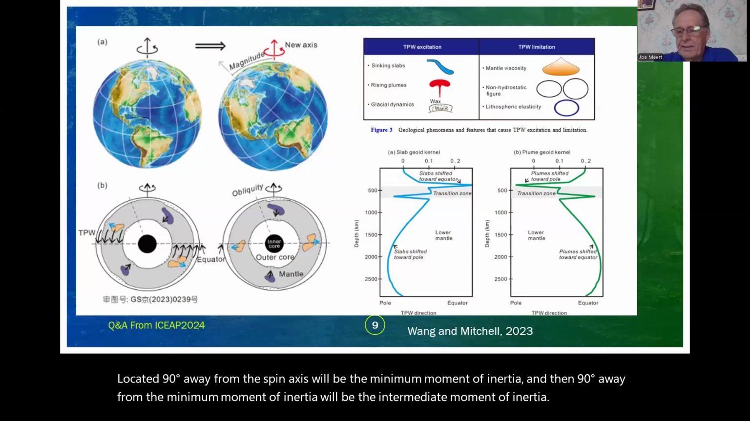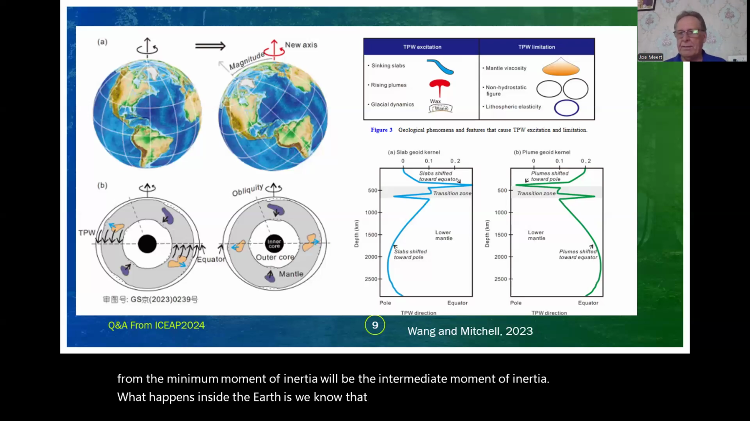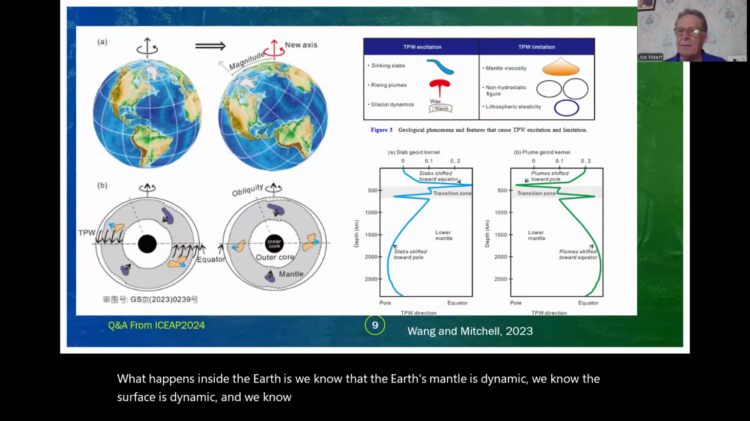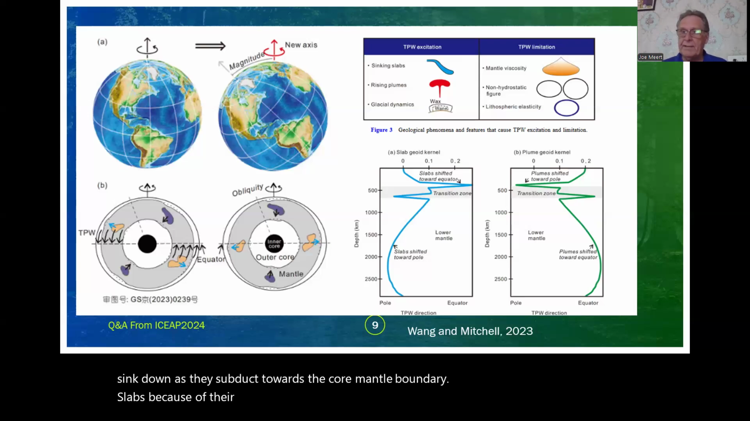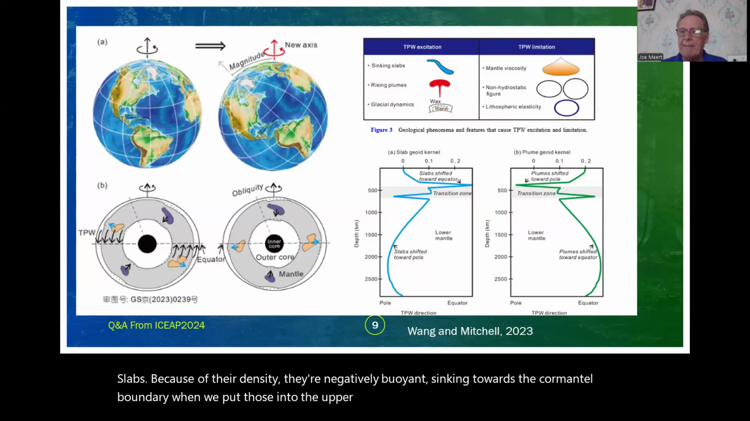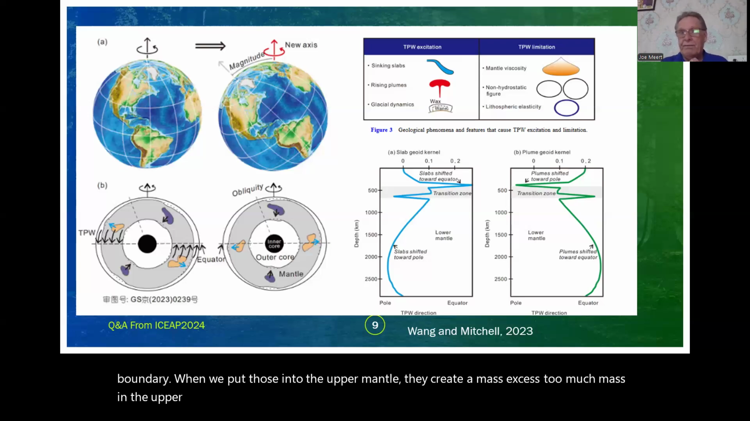What happens inside the Earth is we know that the Earth's mantle is dynamic. We know the surface is dynamic. And we know that plumes rise up from the core mantle boundary and that slabs sink down as they subduct towards the core mantle boundary. Slabs, because of their density, are negatively buoyant, sinking towards the core mantle boundary. When we put those into the upper mantle, they create a mass excess, too much mass in the upper mantle. And the Earth feels that, and it gets a little bit out of balance.